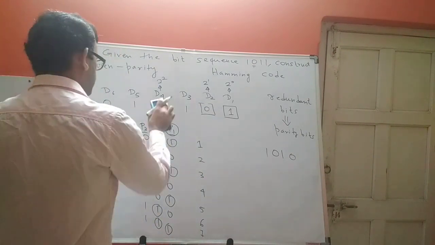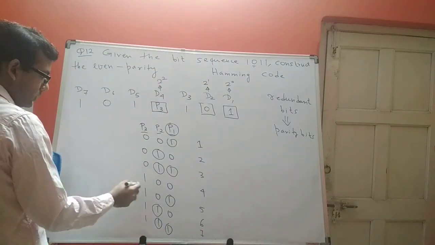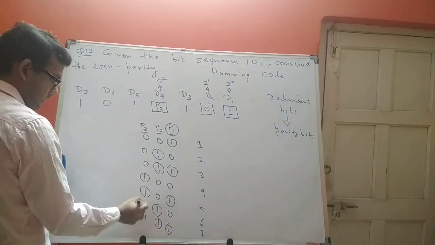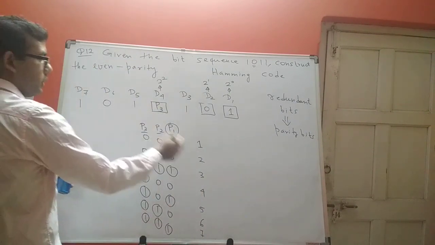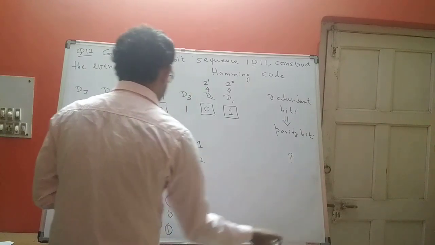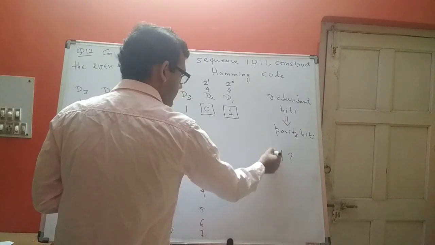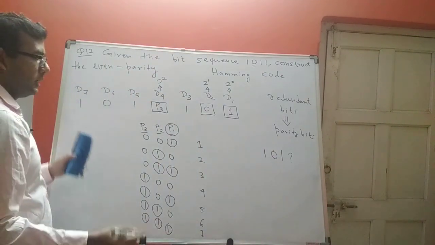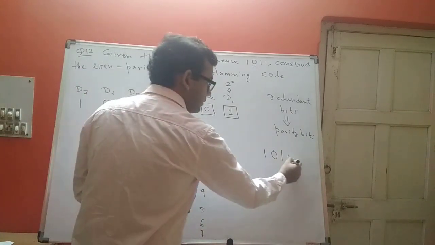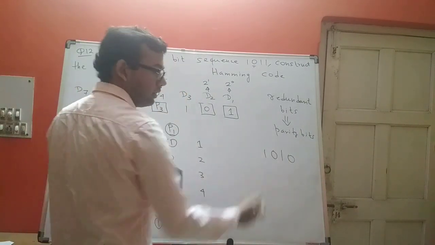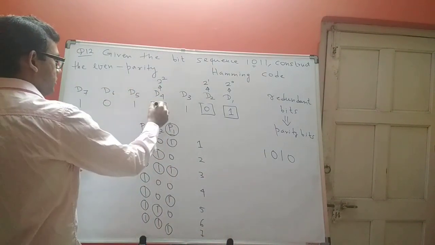Okay, now let's determine the value of P3. Now again, look at this table. Which positions are 1? Last 4 positions, that means positions 4, 5, 6, and 7. Now position 4 happens to be the position of P3 itself. I don't know its value. What about position 5? Position 5 is 1, position 6 is 0, and position 7 is 1. Now what should I place here so that there are even number of ones? I should place a 0. See, after placing a 0, how many ones are here? 2 ones are here. So I should place a 0.